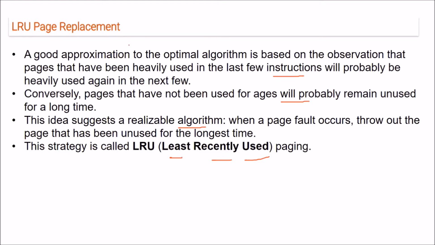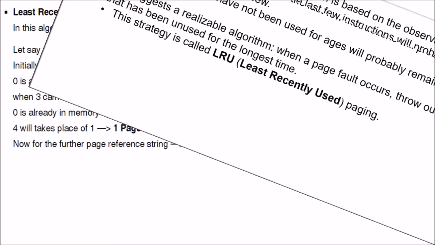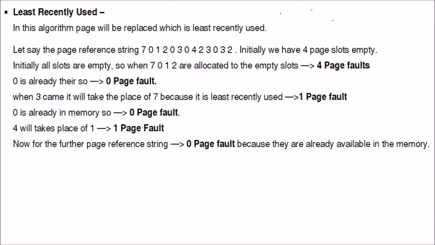So this idea suggests a realizable algorithm, because the optimal algorithm requires future knowledge. It's quite complex and not very easily realizable. So when a page fault occurs, we throw out the page that has been unused for a long time, and this is called least recently used. Now let us take an example of least recently used. So we'll replace the least recently used.